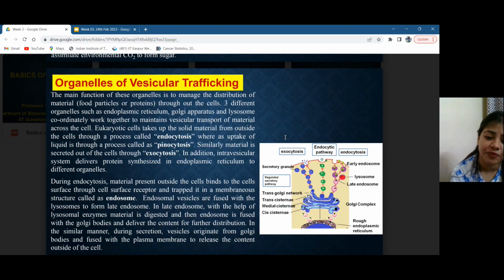Then we came to the organelles that are involved in an entirely different function, which is vesicular trafficking. First we talked about the process of endocytosis. You are taking something inside the cell, which is the process of taking up solid material from outside to the interior of the cell, that is endocytosis. Whereas when you take up water or other liquids, that is pinocytosis. And similarly, when you secrete something outside the cell, that process is known as exocytosis. So that's what we initially discussed.